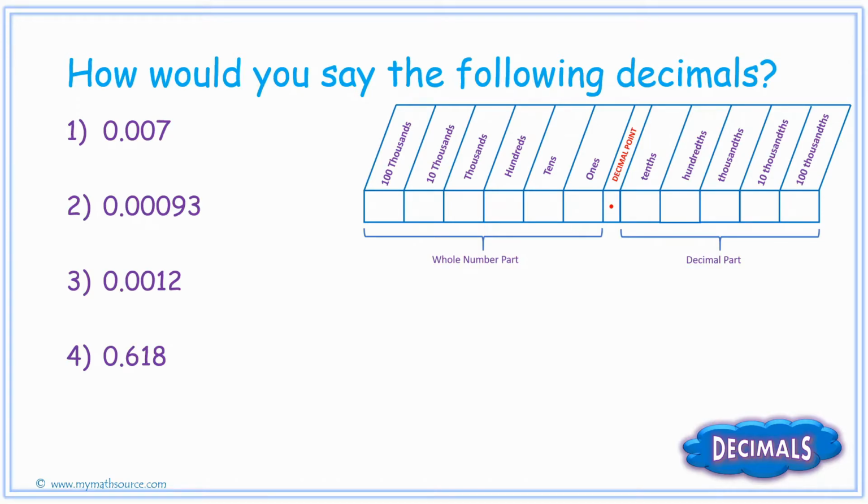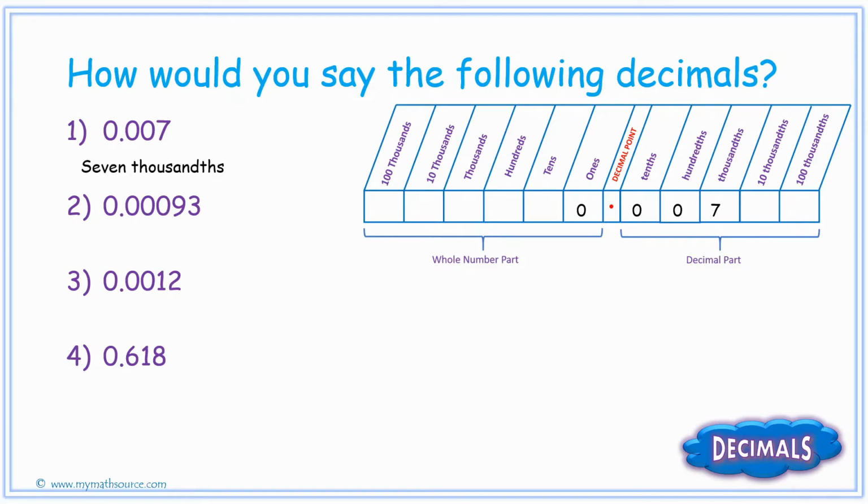Alright, so let's do this. We will put the number right into the place value chart. Notice that we can see that there's only a 7 after the decimal point. We don't need to include those zeros in front of the 7. So we know we will say 7, and we can see in the place value chart that 7 is in the thousandths place. So this number is simply read 7 thousandths.